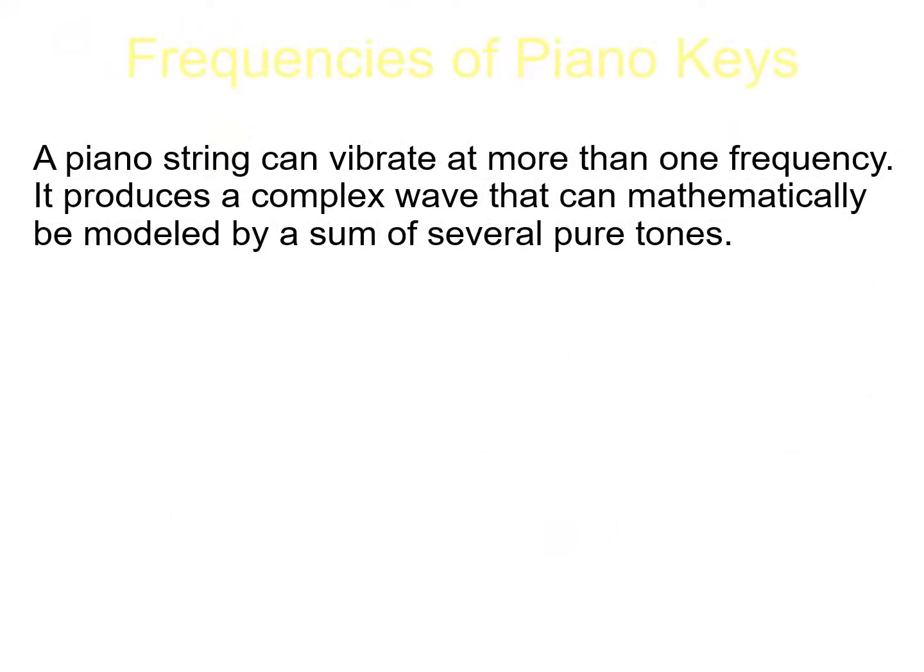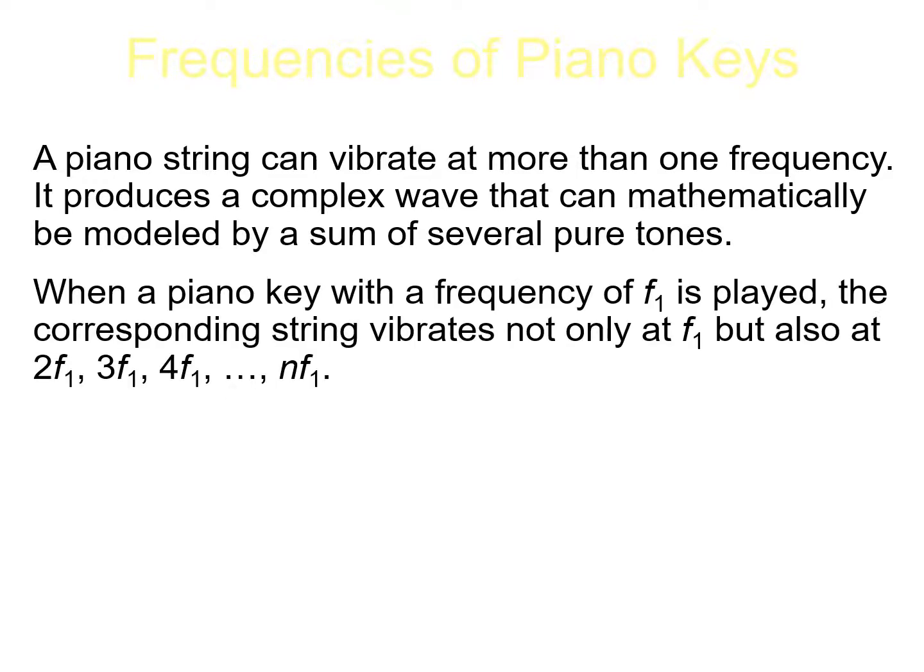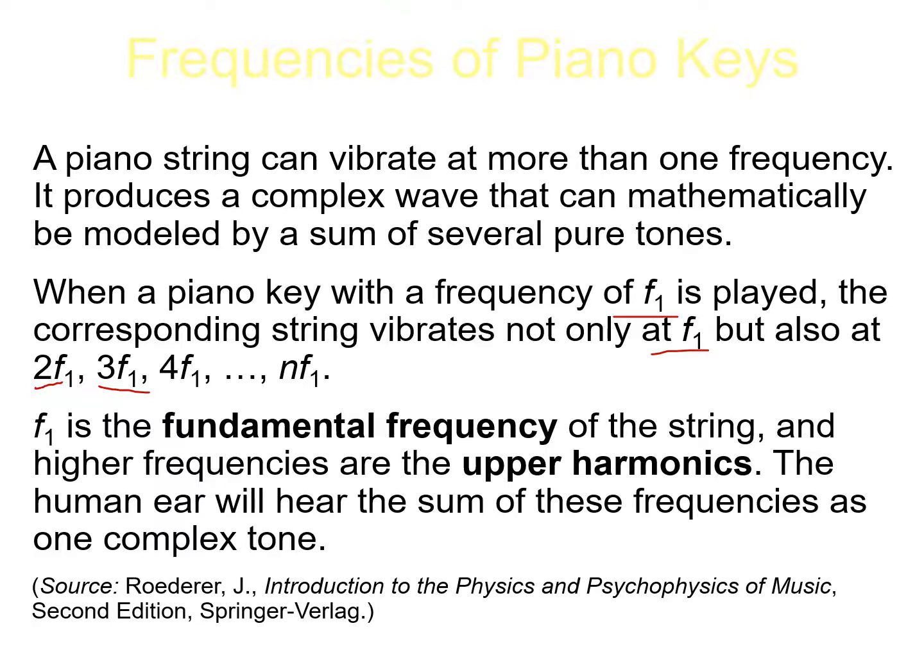Now we know a piano string can vibrate at more than one frequency. It produces a complex wave that can be mathematically modeled by pure tones. So when a piano key with a frequency of F1 is played, the corresponding string vibrates not only at F1, but at 2F1, 3F1, etc. F1 is called the fundamental frequency, and the higher frequencies are harmonics or upper harmonics. And when we listen, we hear these as a very rich, complex tone.